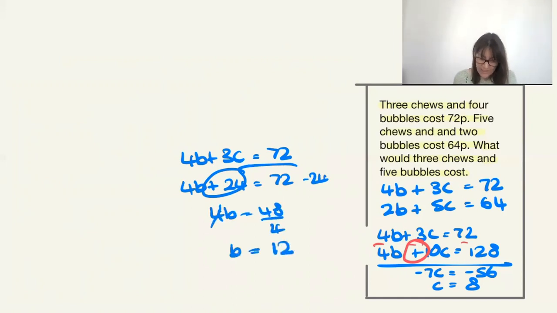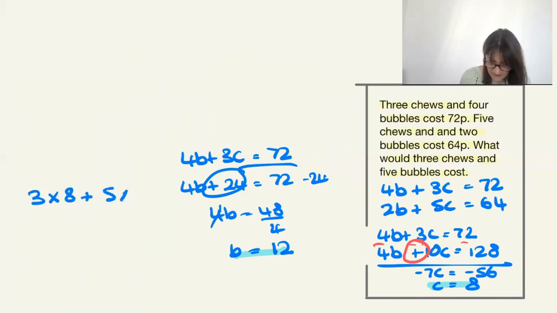Now, the actual question is asking me what would 3 chews and 5 bubbles cost? Well, I've put all the legwork into finding the cost of a chew and a bubble. And now I will just finish it off by literally saying, okay, what would 3 chews cost? Well, 3 chews would be 3 times 8, and 5 bubbles would be 5 times the bubbles was 12.